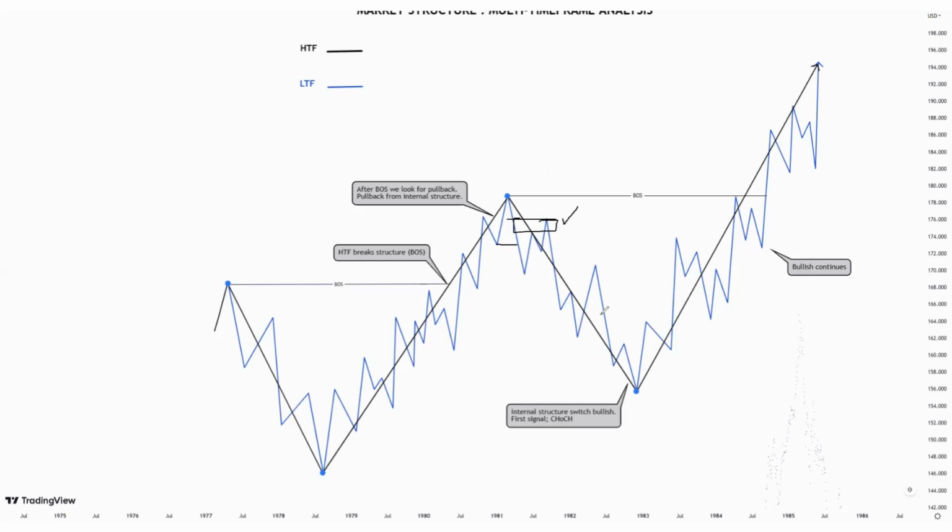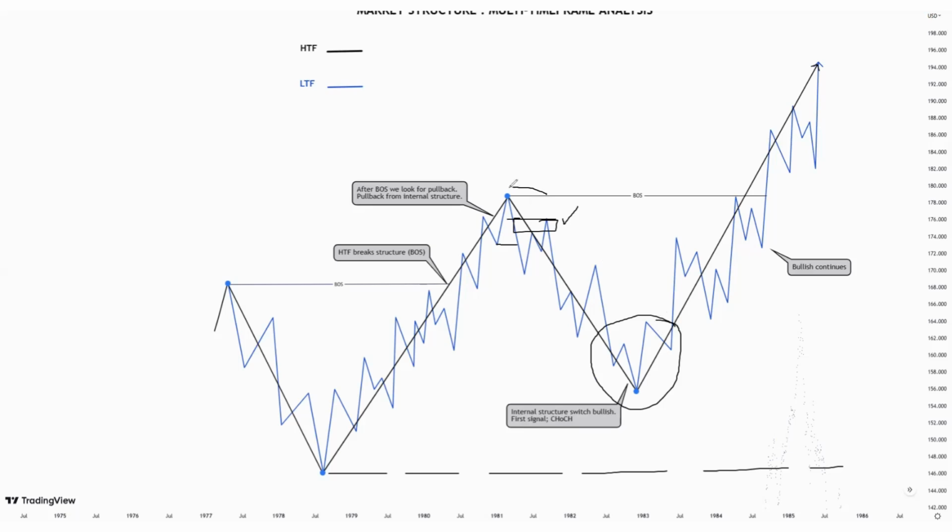We are aware that the overall trend is bullish. So at some point, above this point, the internal structure will switch bullish again to align with the external structure. You got that, right? So this is where they are both bullish. That's where you want to take your entries.